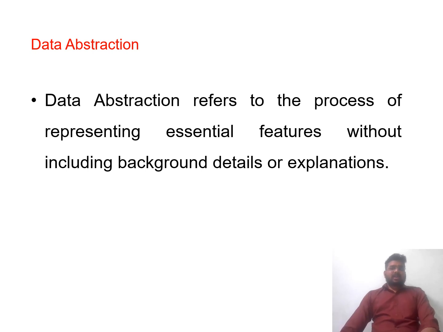Next, we will discuss data abstraction. Data abstraction refers to the process of representing the essential features without including the background details or explanations. Data abstraction is one of the most essential and important features of object-oriented programming in C++. Abstraction means displaying only the essential information and hiding the details. Data abstraction refers to providing only essential information about the data to the outside world, hiding the background details or implementation.